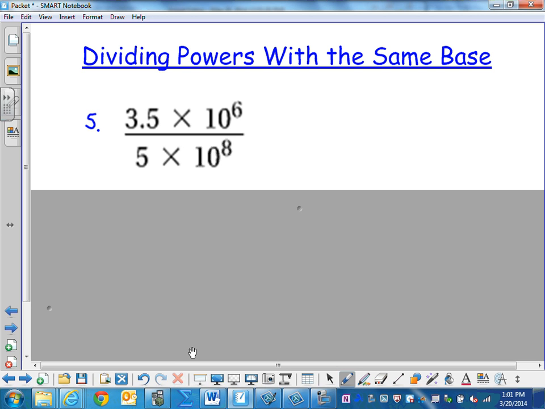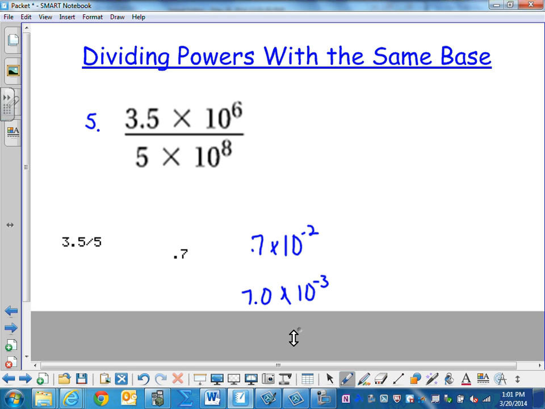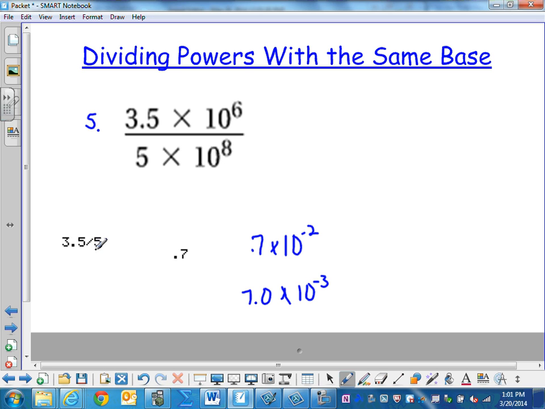Okay, let's go ahead and try another one. 3.5 times 10 to the 6th divided by 5 times 10 to the 8th. Okay, 3.5 divided by 5 is 0.7. So I can rewrite this as 0.7 times, and then I have the two exponents, 6 and 8. 8 is a bigger number. 8 minus 6 is 2. And since it's in the denominator, it'll be 10 to the 2, but 1 over that. So we'd write that as a negative 2, because in scientific notation we have negative exponents.